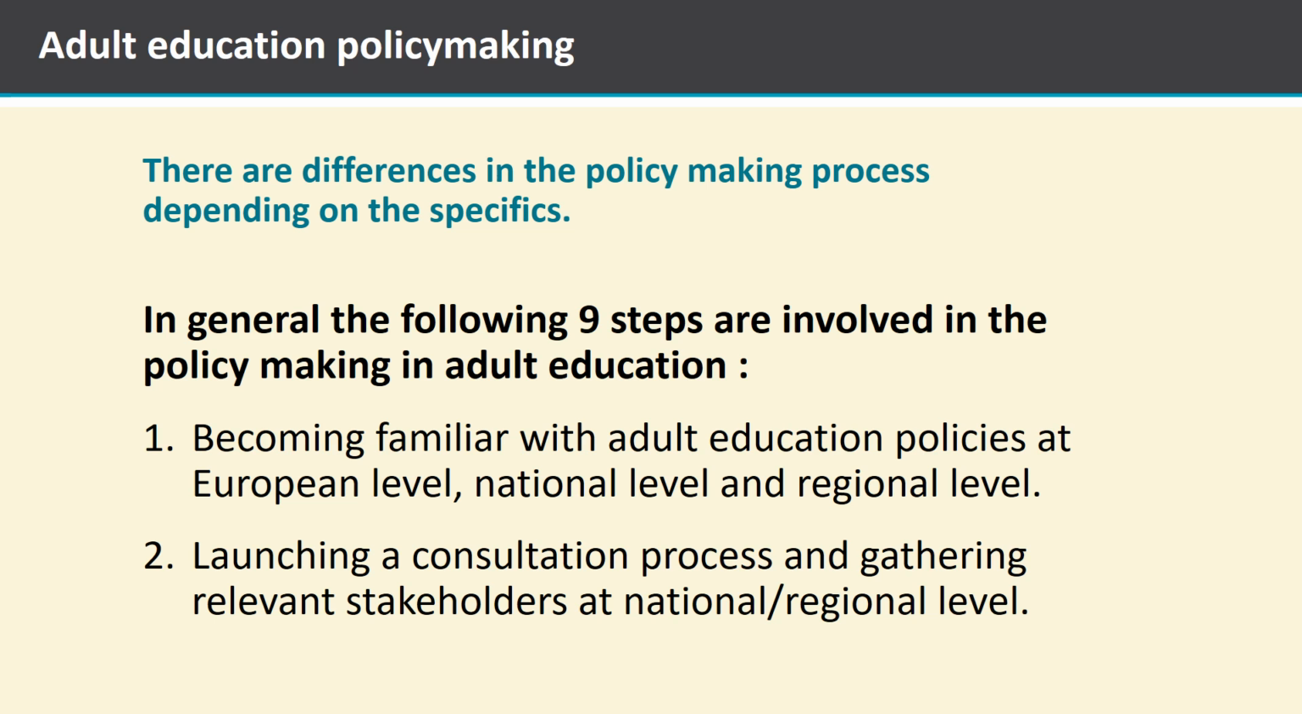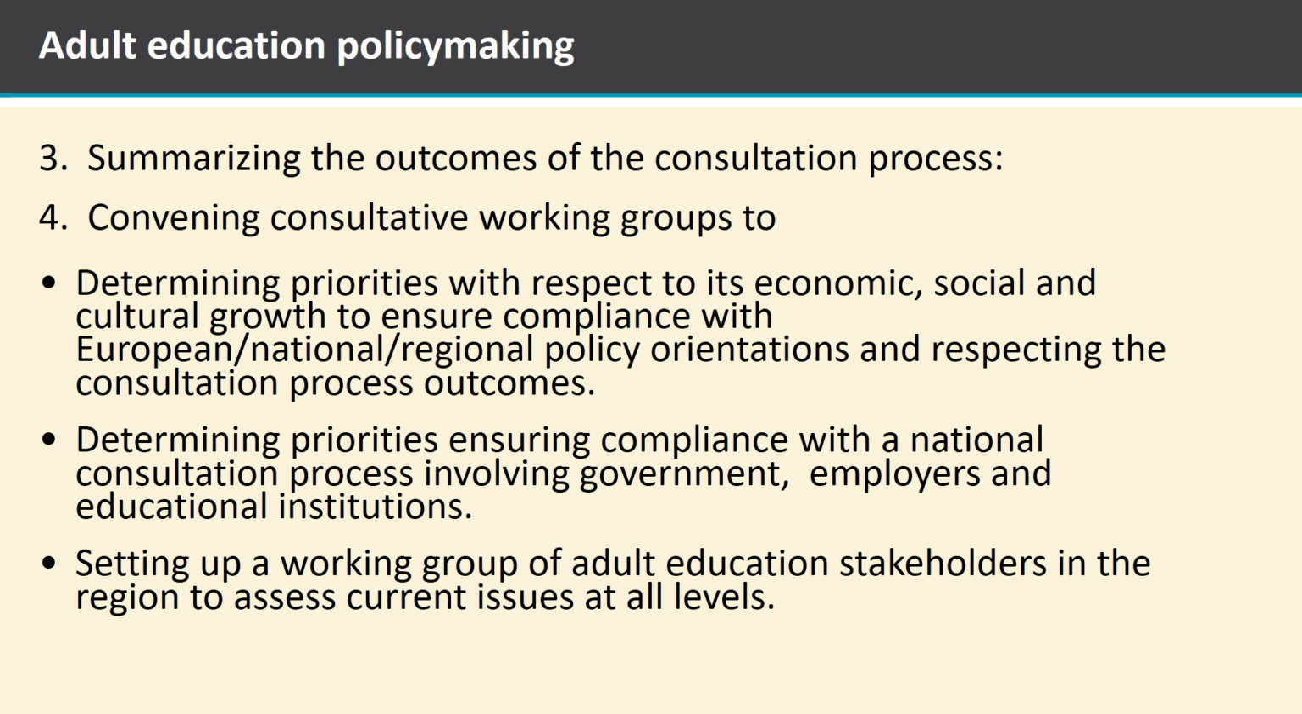The first step is to become more familiar with adult education policies at European level, national level, and regional level. If you are an institution that is designing a policy, then you need to be familiar with all the policies from your level to the European level. The second step is launching the consultation process and gathering together the relevant stakeholders at whatever level you are working. We've referred to this particularly in the stakeholder consultation module. Step 3 is summarizing the outcomes of the consultation process, and we've referred to compiling reports on the consultation outcomes and feeding back to stakeholders in previous modules.